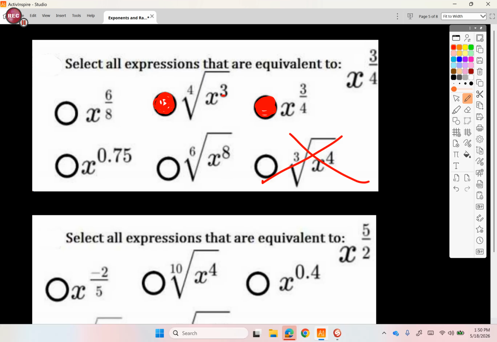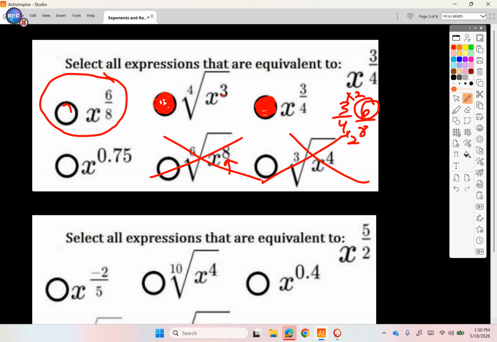And now 3 over 4, the exponent, is equivalent to 6 over 8, because if you multiply the top and the bottom by 2, it gives you 6 over 8. So as long as the 6 was inside, you would pick that answer, but this is backwards. They didn't set it up correctly. Now 6 over 8 as the exponent is set up correctly here, so we can pick this one. And you're not done. There's one more answer. 3 divided by 4 actually gives you 0.75. So this is also an equivalent expression.